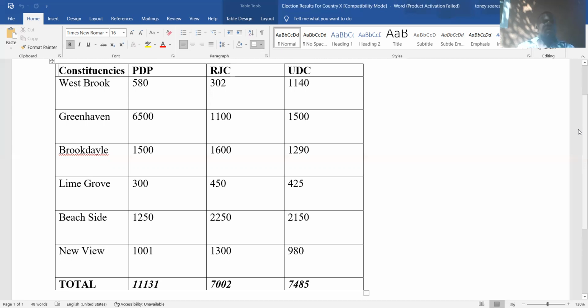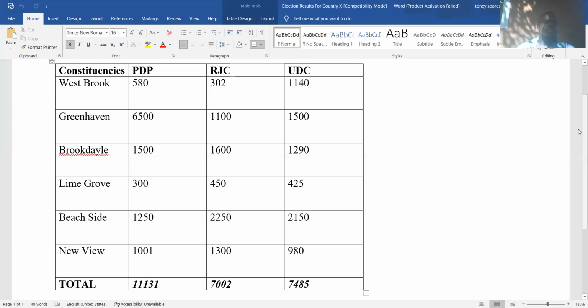Lime Grove now, the candidate from PDP got 300 votes. Candidate from RJC got 450 votes. Candidate from UDC got 425 votes. So the winner is the candidate from RJC with 450 votes because that is the highest total amount of votes.